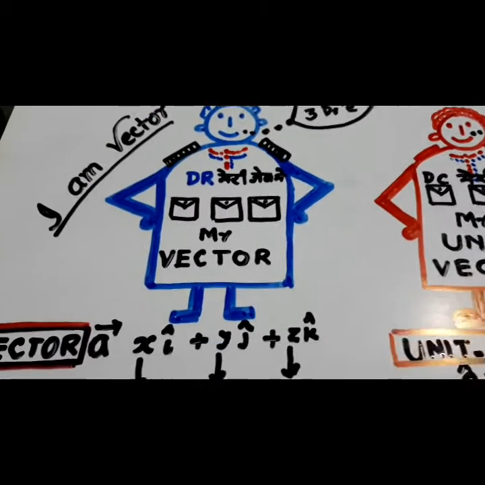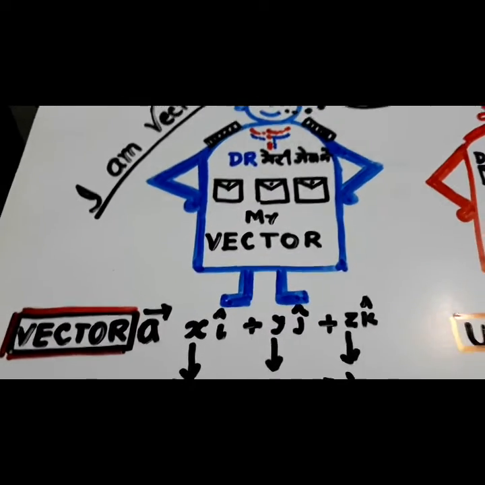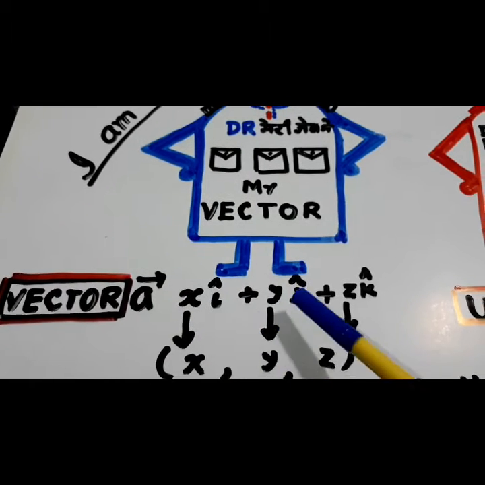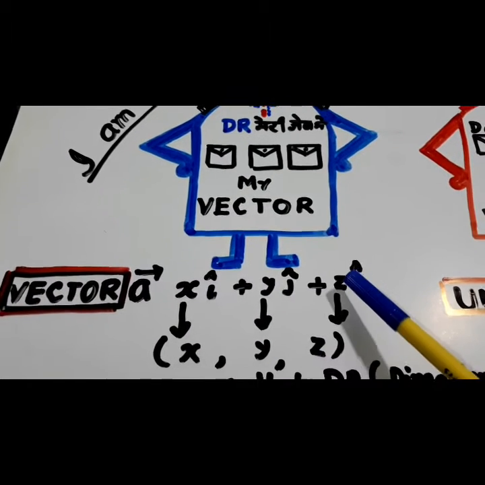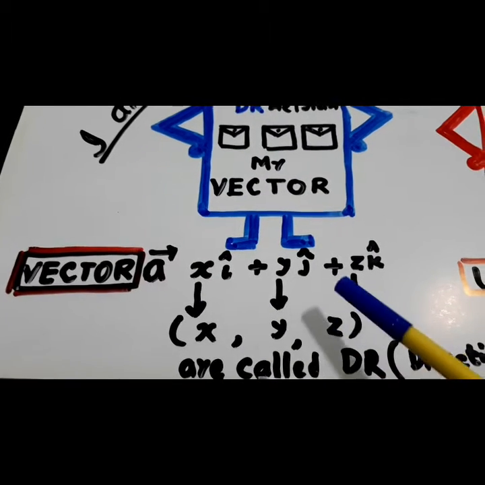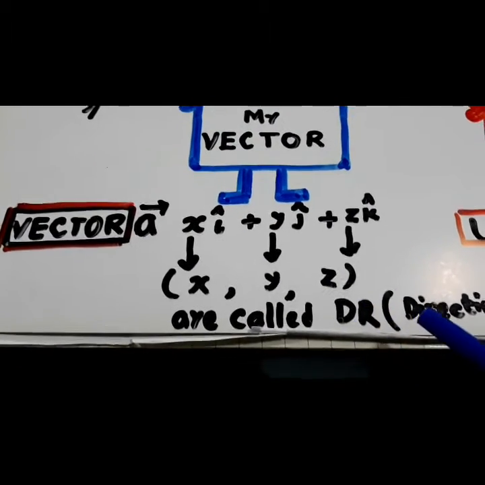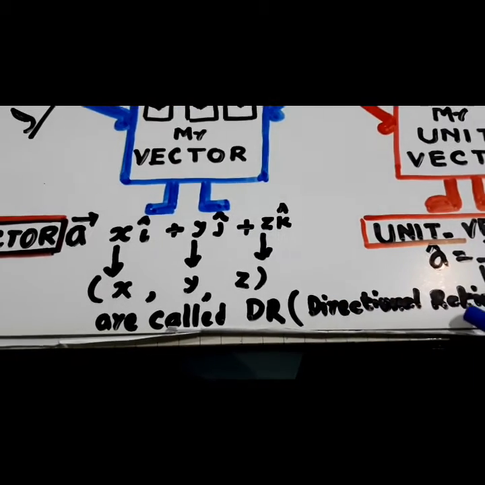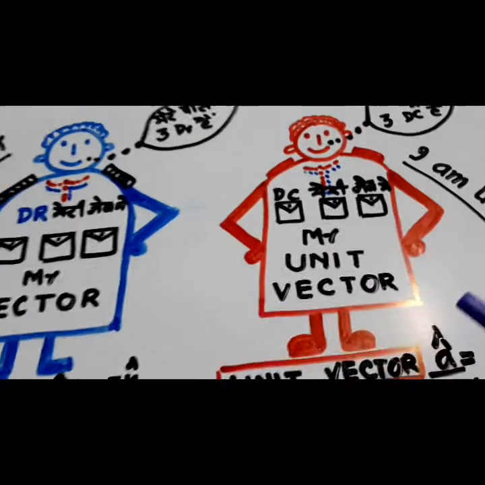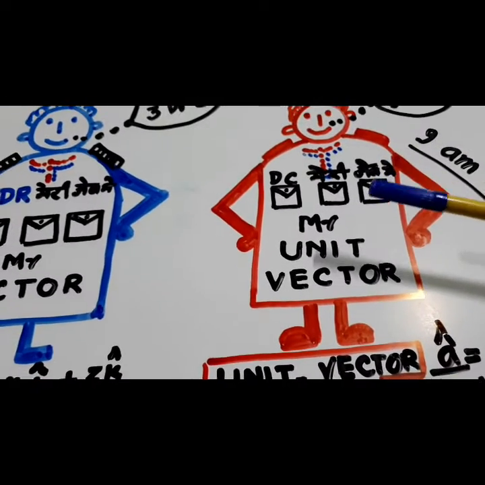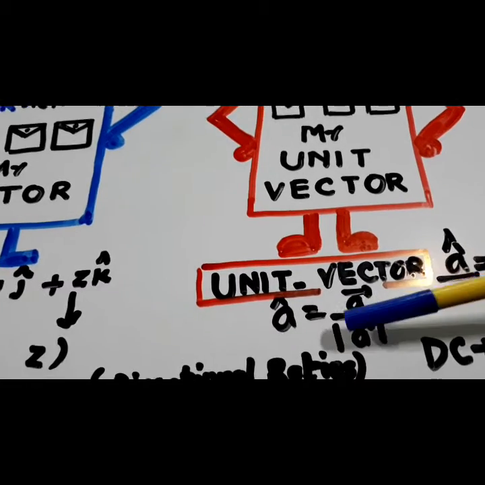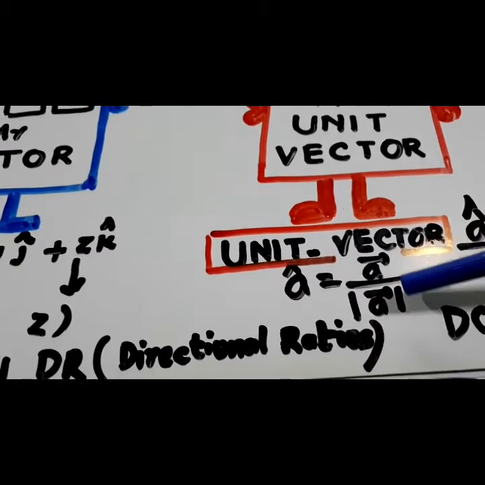So look here, vector A is there, it is xi plus yj plus zk. x, y, z, they are called directional ratios. In short, we call it DR. And in case of unit vector, it is vector divided by magnitude. It becomes unit vector.